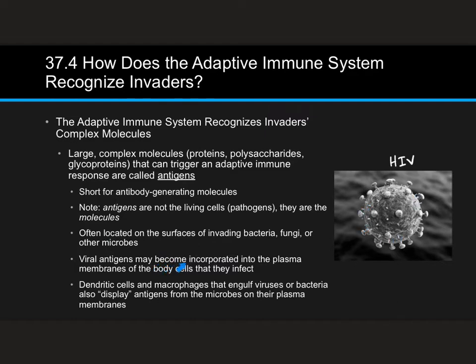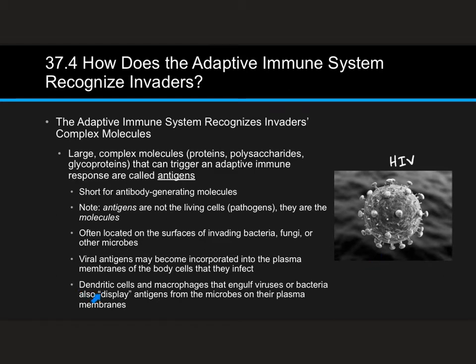Viral antigens may become incorporated into the plasma membranes of the body cells that they infect. And HIV is going to incorporate some of these proteins into the cells in your immune system. HIV is a really horrible virus to get, which we'll talk about later on. But it basically just totally disrupts your immune system, and you'll see how it works.